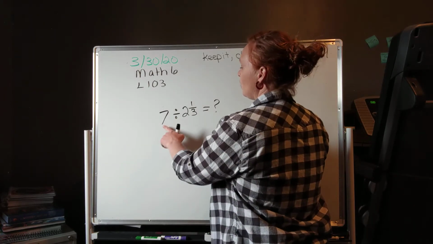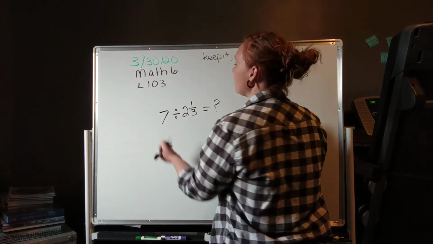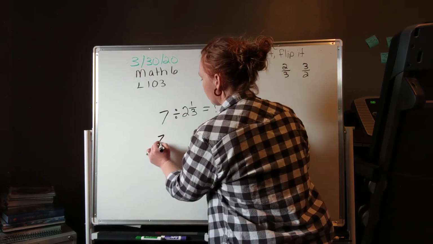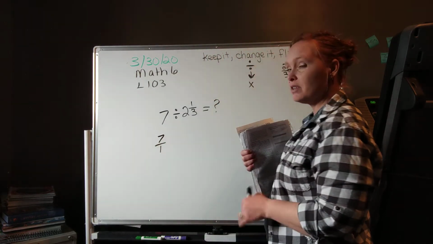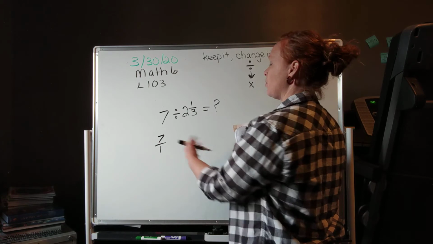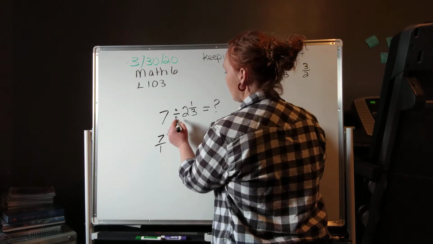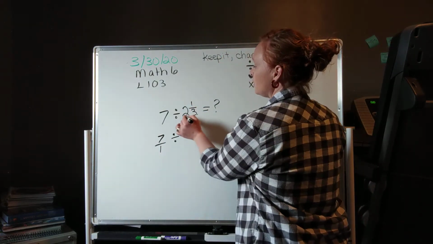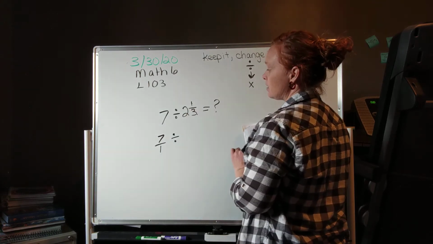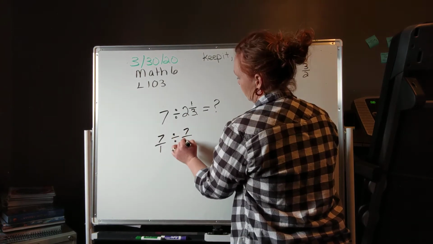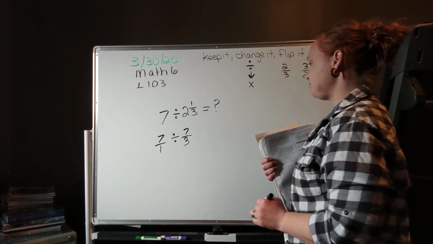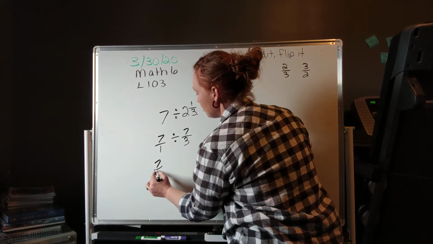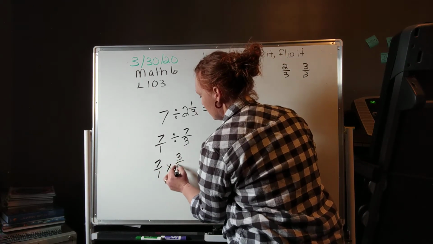Okay, so let's go ahead and change both of these into fractions that we can work with. So what do we do to 7 as a whole number to change it to a fraction? Right, do you remember? 7 divided by 1 is 7, so we're actually not changing the problem, but we're putting it into fraction form. Okay, I'm going to bring down my division sign, and I want to change this into an improper fraction. 3 times 2 is 6, plus 1 is 7. Okay, so now we want to do what? Keep it, change it, flip it. So keep it, change it, flip it.